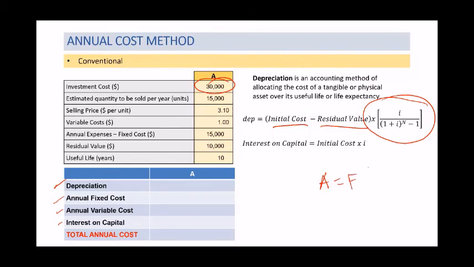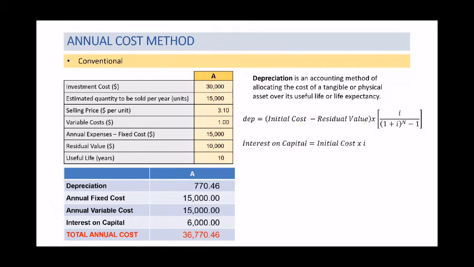A is equal to F times i over (1 + i) raised to n minus 1. Okay, that is where we get the formula. So sometimes the formula for depreciation is not given because it is the same as the formula of A if F is given. So we have initial cost 30,000 minus the residual value 10,000 multiplied by that factor. So here, depreciation is 770.46.